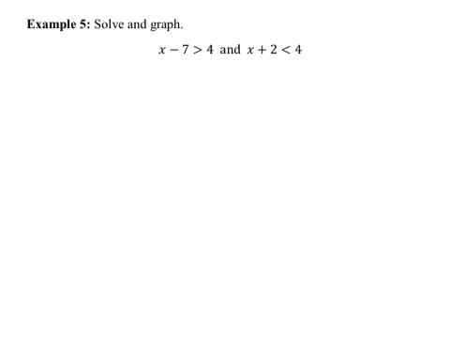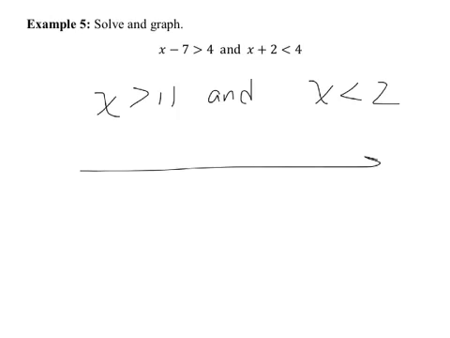So for example 5, we have x minus 7 greater than 4 and x plus 2 less than 4. Well, let's take a look here. It's a very simple one, but we're going to see there's probably going to be something intriguing here. Add 7 to both sides, we get x is greater than 11. And over here, subtract 2, we get x is less than 2. Well, is x ever greater than 11 and less than 2? Clearly it's not. And we can check and see that on a number line.